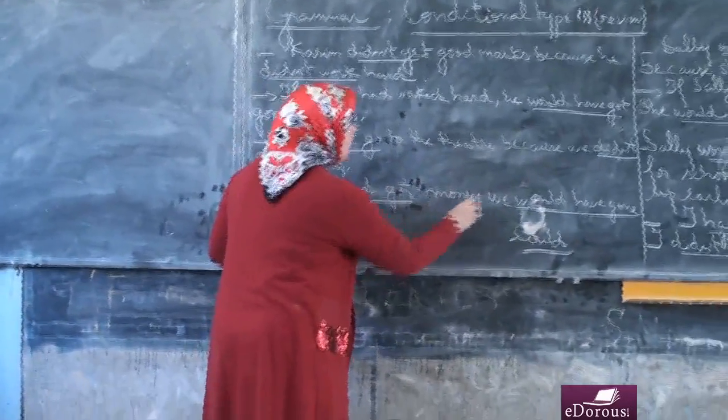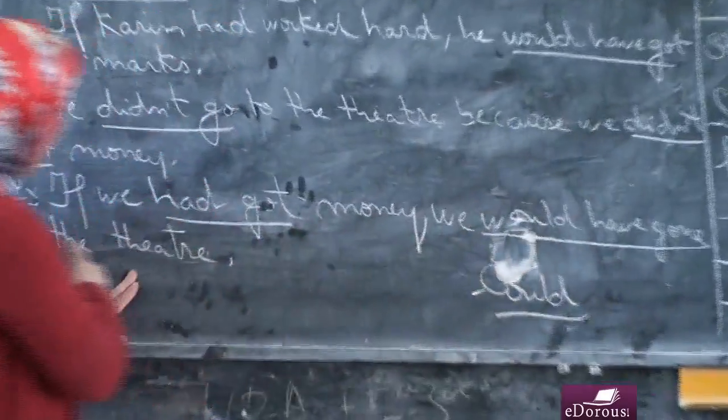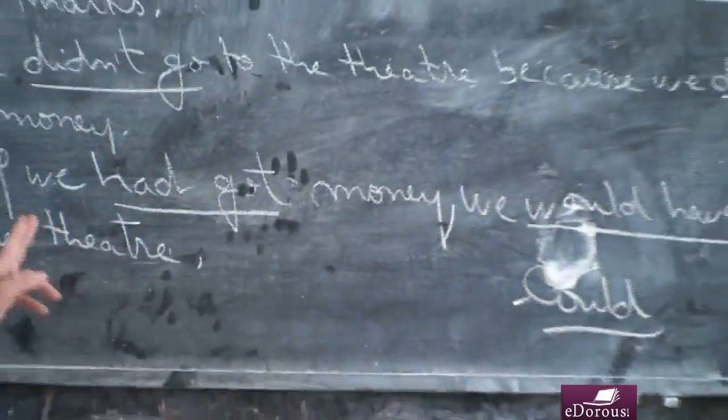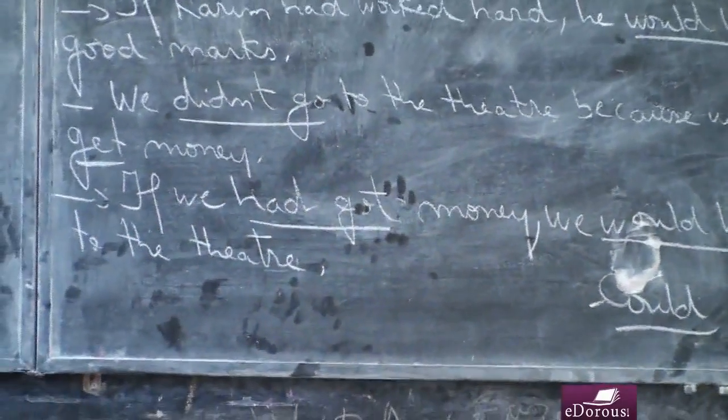If we had got money, comma, we would have gone to the theater. Or if we had got money, we could have gone to the theater. Okay? Good.